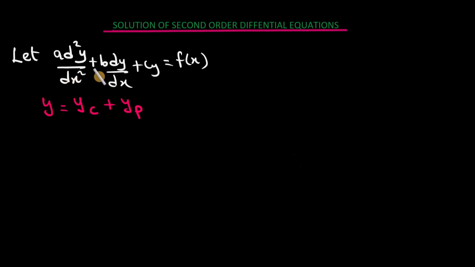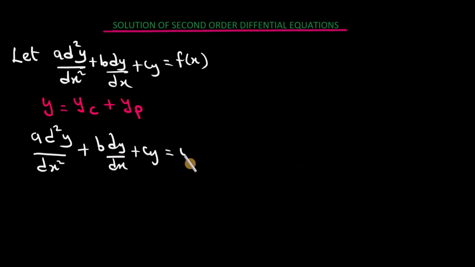Yc is obtained from the homogeneous part of this differential equation. a d²y/dx² + b dy/dx + cy = 0 is the homogeneous equation of this differential equation and is obtained by setting f(x) = 0. Now, to get the complementary function from this homogeneous equation, we need to look for the auxiliary equation.